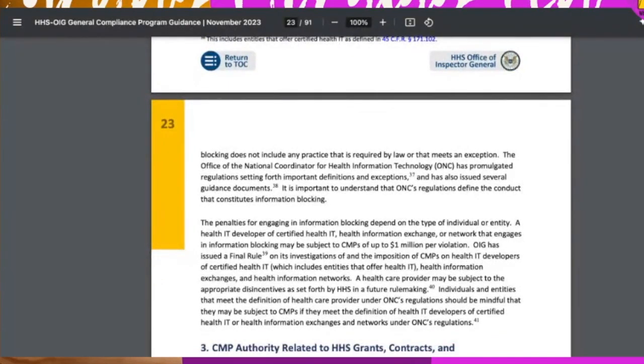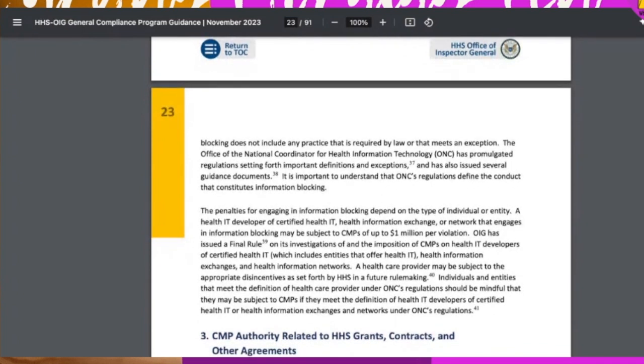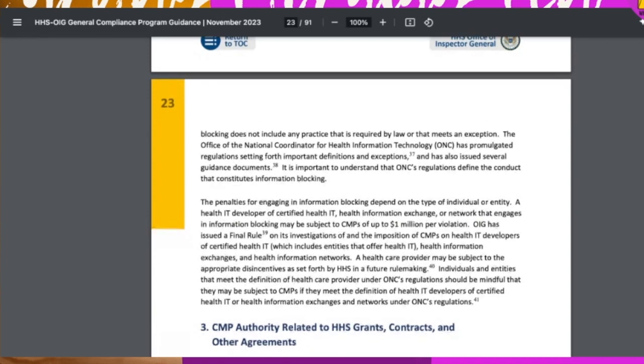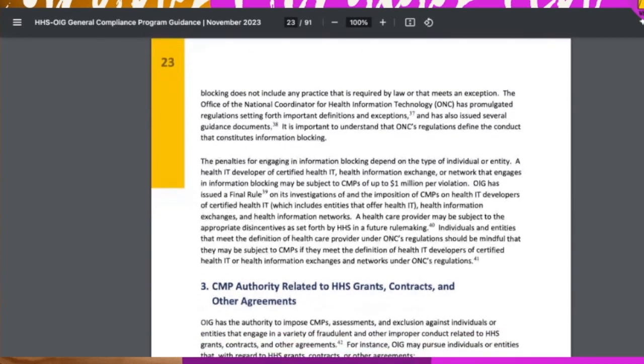And did they say the provider? Oh, a healthcare provider may be subject to appropriate disincentives as set forth by HHS. They just recently dropped that. So that's what recently came out, the disincentives. Individuals and entities that meet the definition of healthcare provider under ONC's regulations should be mindful that they may be subject to CMPs if they meet the definition of health IT developer of certified health IT or health information exchanges and networks under the ONC's regulations.